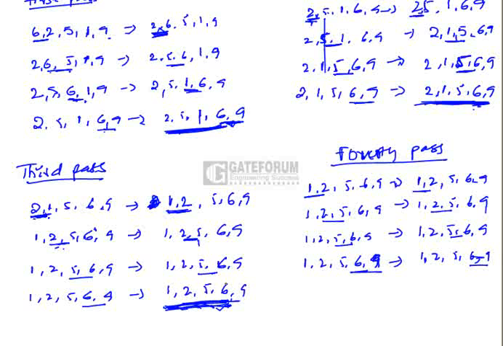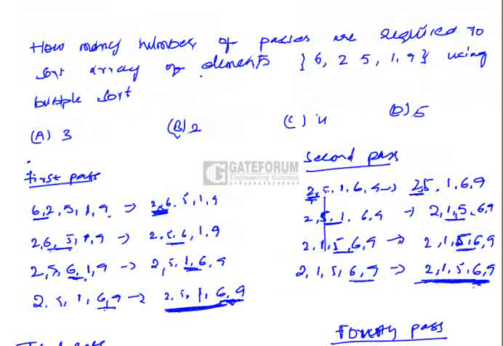Here, the pass through the list is repeated until no swaps are needed. So, this array is passed through the fourth pass, and in the fourth pass there will not be any swaps. Hence the list is sorted. So here the number of passes would be 4, which is option C.